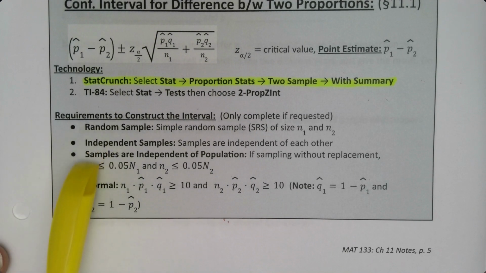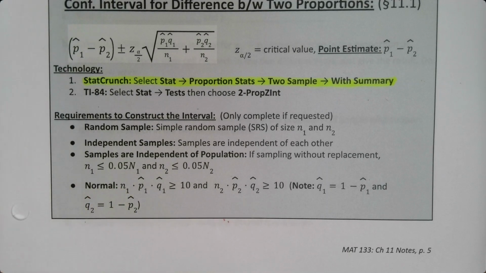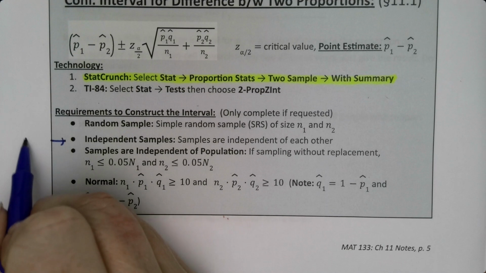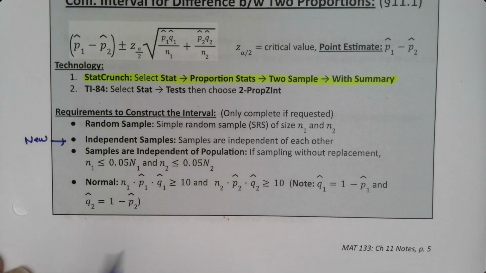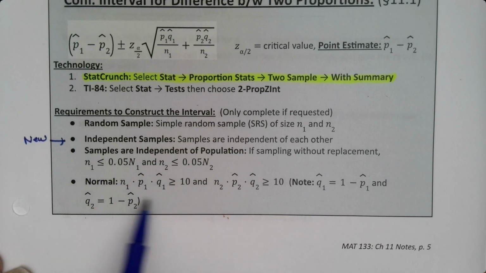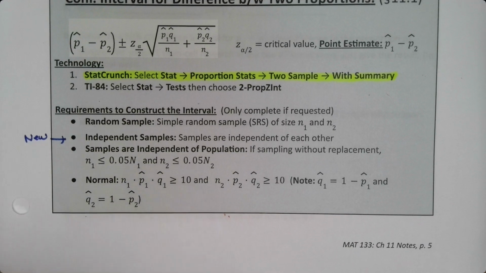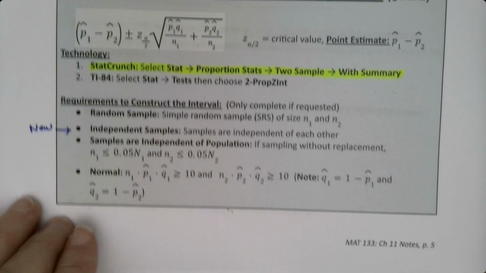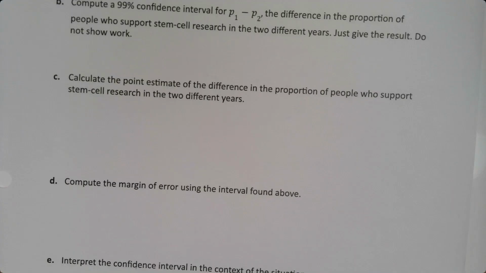The other thing to note is that just as with the hypothesis test, the list of requirements has gotten a little bit larger. There's this new requirement that we haven't had before this chapter. And then these requirements that we've had before have been doubled. So we have to check them for both groups. All right, so let's go look at an example.